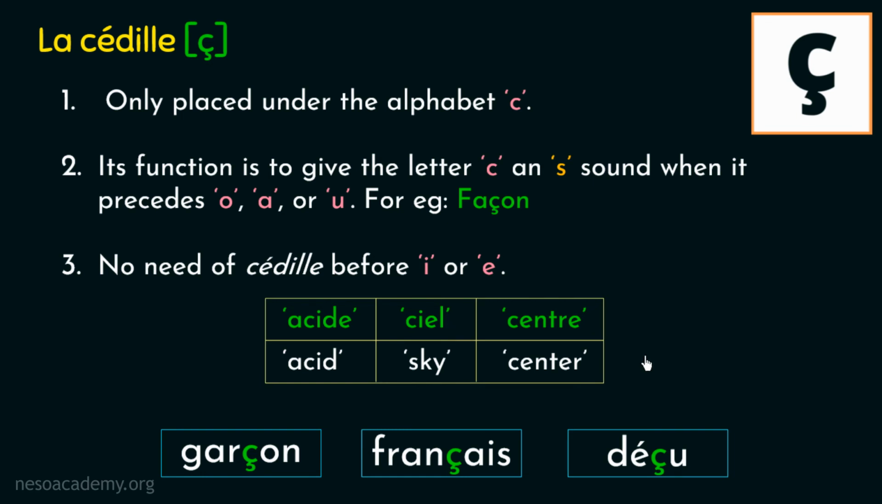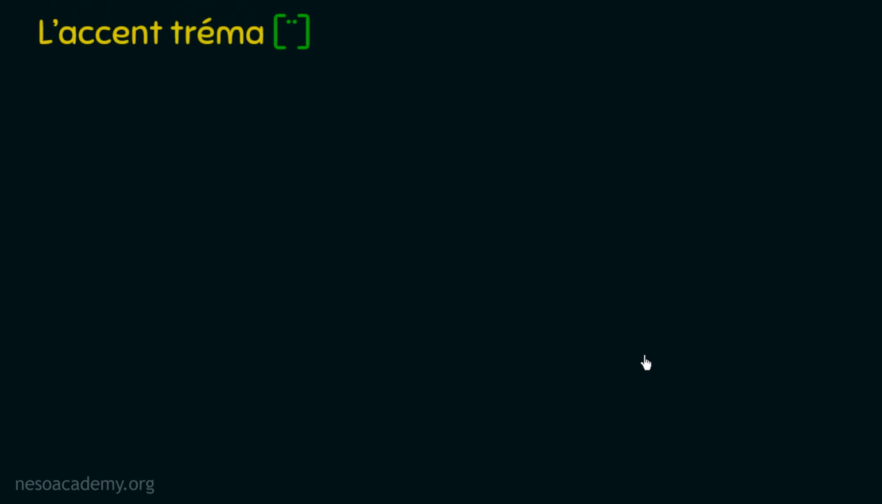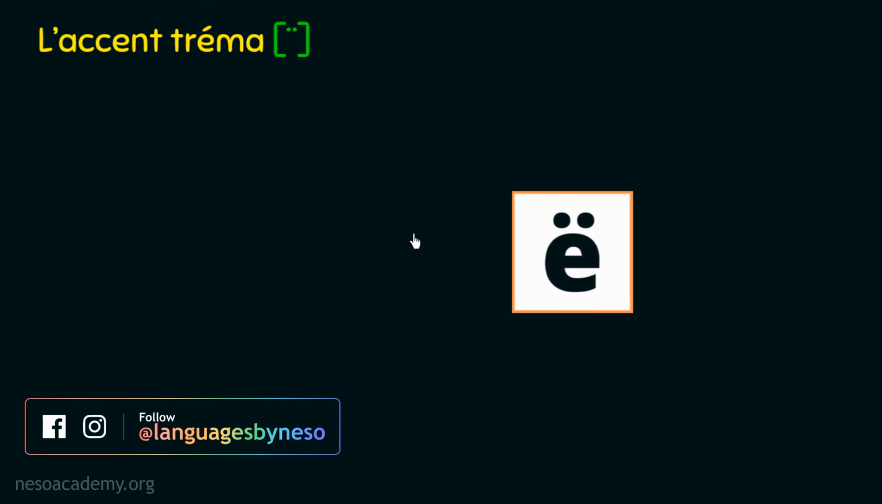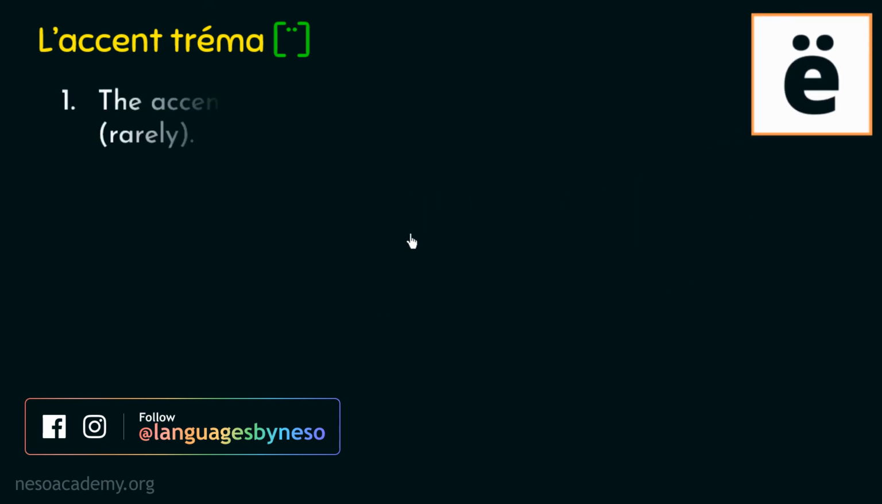Now let's move on to another very important accent, and in French it is called l'accent tréma. L'accent tréma looks like this. It is nothing but just two little dots that are aligned together side by side. Now let's talk about this accent in more detail, starting from point number 1.